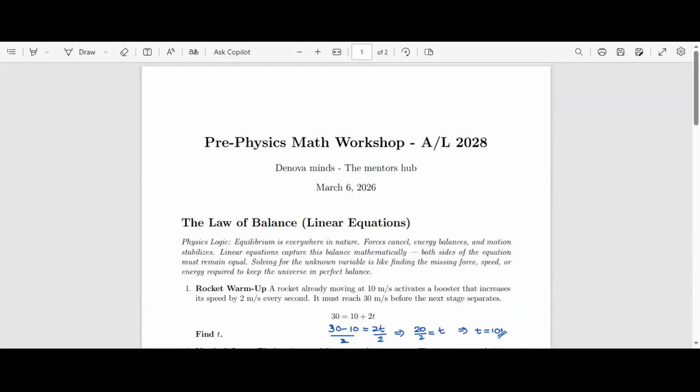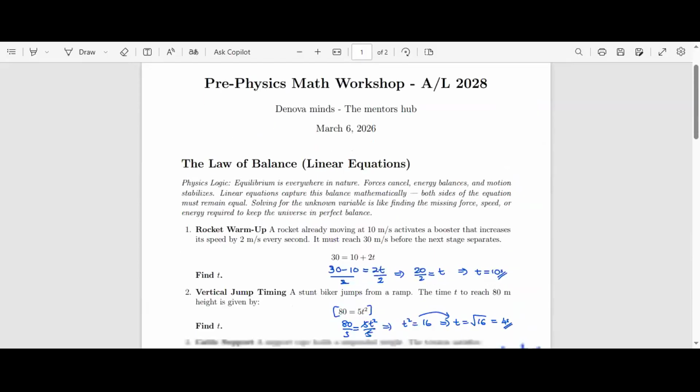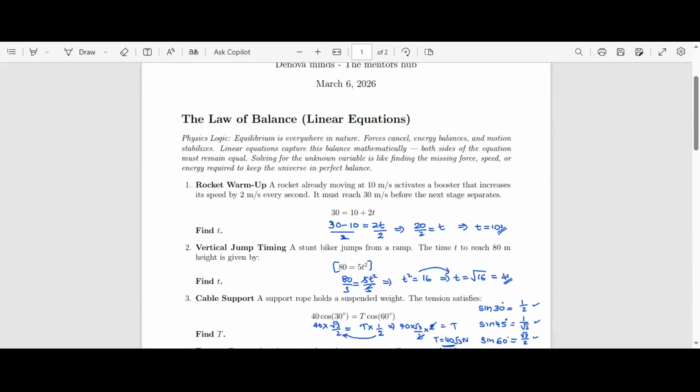So this is something important. You can go through your workbooks from O levels, and you'll find a lot of questions on equations, and you can use them. You can practice those questions so that you master this section and do problems under this easily, right? So that's the first section.